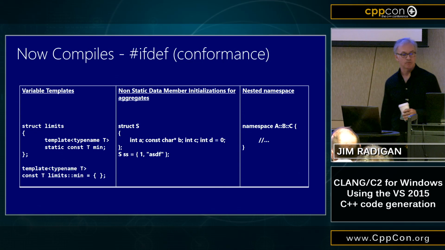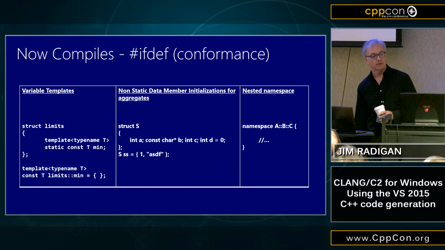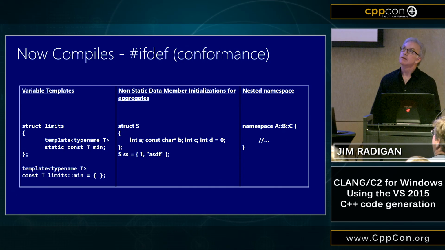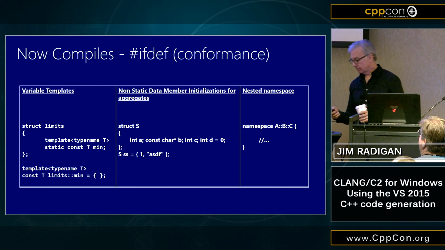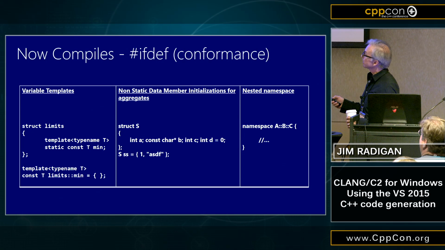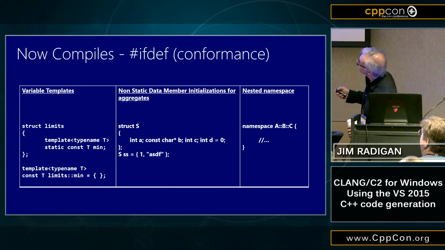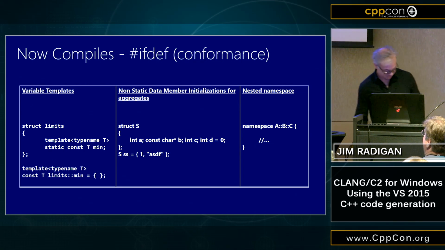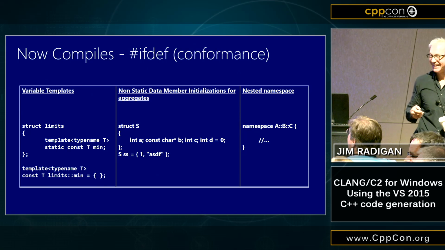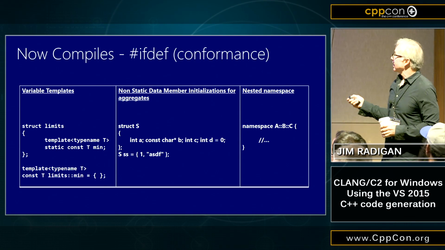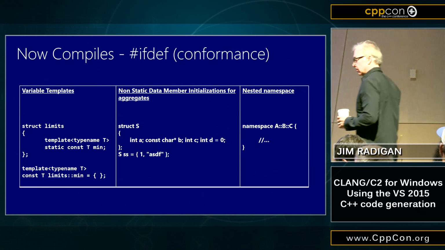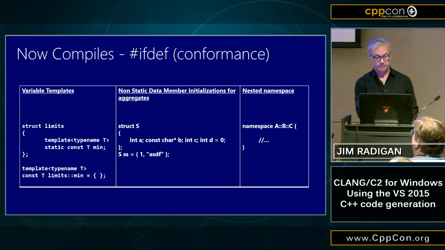So here's an example of what will now compile. This will get rid of a whole bunch of those yellow ellipses. All of this code, if this were to appear in that Android code, the Microsoft C++ compiler couldn't compile: variadic templates, variable templates. Sorry. That's our front end guy. Then non-static data member initializations for aggregates and nested namespaces. Those are 3 prime examples of missing conformance.